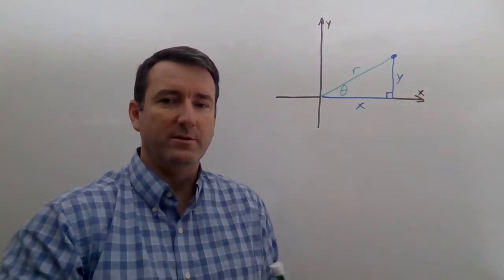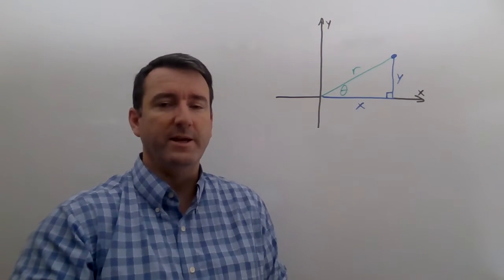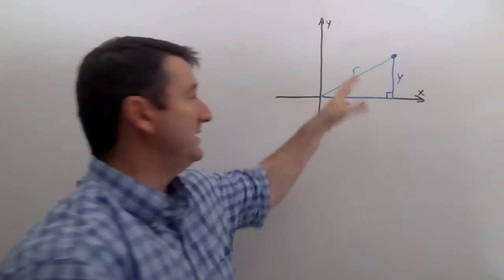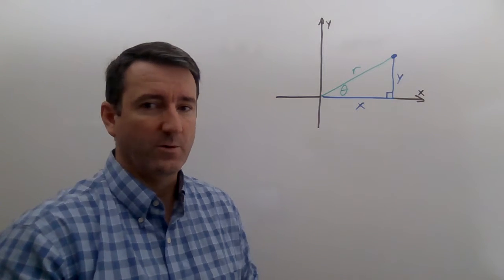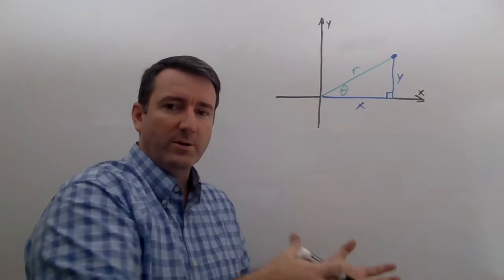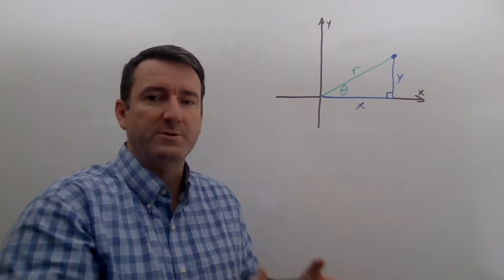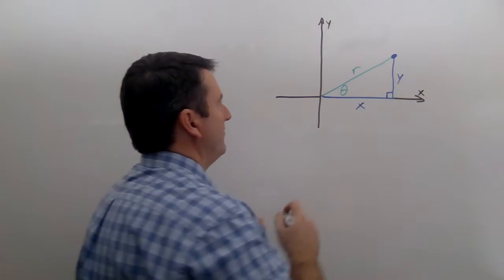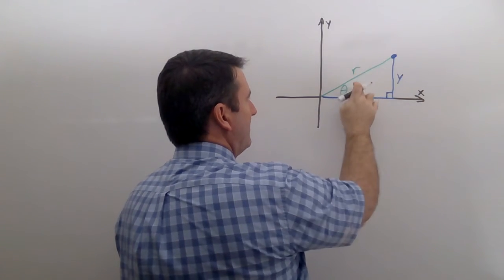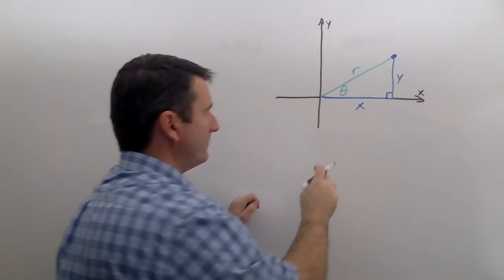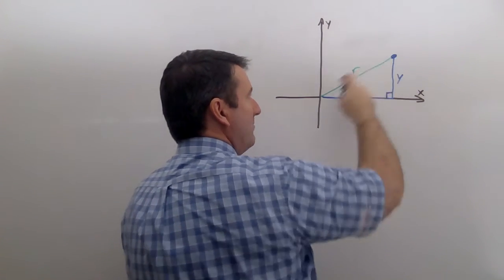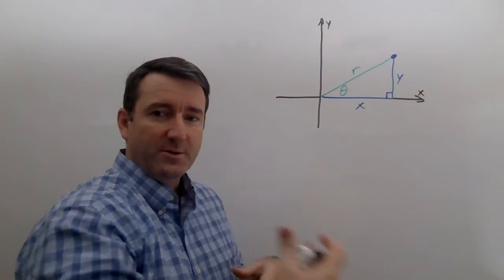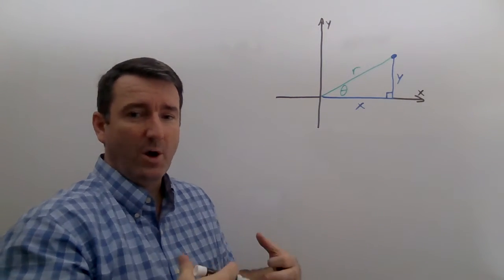And so we should be able to use what we know about trigonometry and the Pythagorean theorem to figure out how to convert between polar coordinates and rectangular coordinates. So let's start with going from polar to rectangular. If we are in polar coordinates, we know r and theta, and we're trying to figure out x and y. Let's start with x. We know the angle, we know the hypotenuse of this right triangle, and we're trying to find the adjacent side. So adjacent and hypotenuse, that tells us that we're going to want to use cosine.